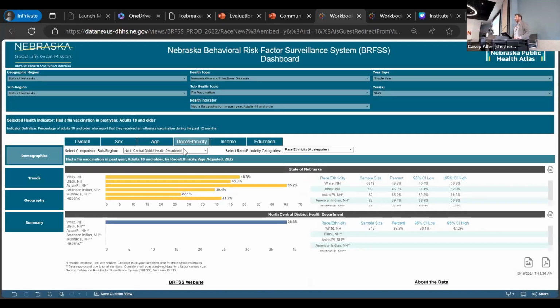We can also look at racial and ethnic disparities in vaccination rates. And we can see that white non-Hispanics are getting vaccinated at a rate of about 48.3%, where Asian and Pacific Islanders are getting vaccinated at a rate around 65.2%. And now, in addition to those urban-rural disparities that we were seeing before, we can start to see racial and ethnic disparities emerging, where Black non-Hispanics, American Indians, multiracial non-Hispanics, and Hispanics are all less likely to be getting vaccinated than white non-Hispanics.